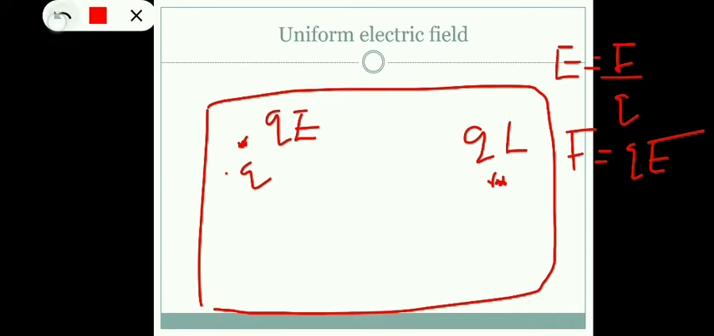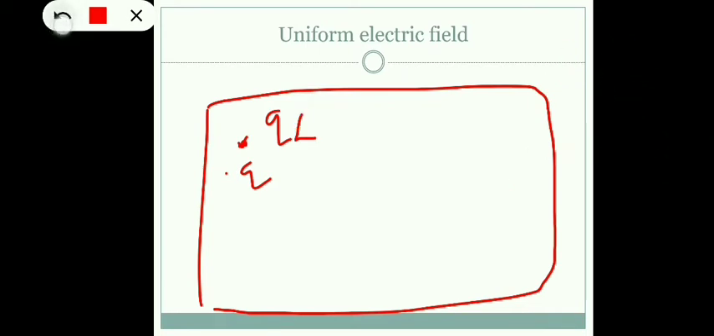So what will be the pattern of electric field lines in a uniform electric field? What will be the pattern? It is represented by parallel, equally spaced or equidistant lines. So a uniform electric field is represented by parallel straight lines like this, and the distance between the lines must be the same. These lines must be equally spaced.